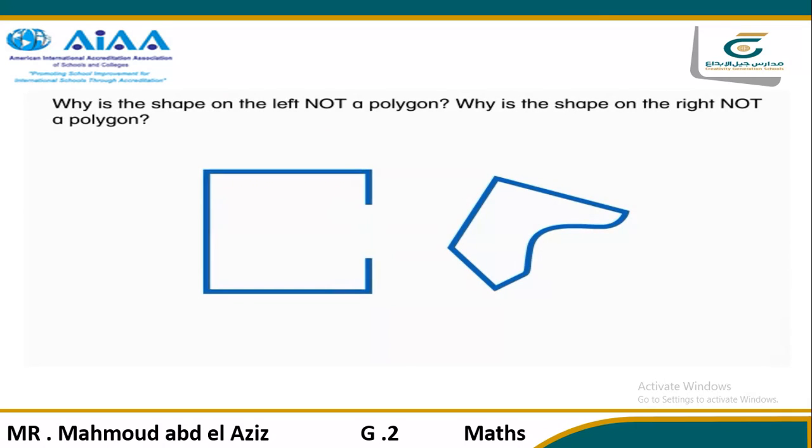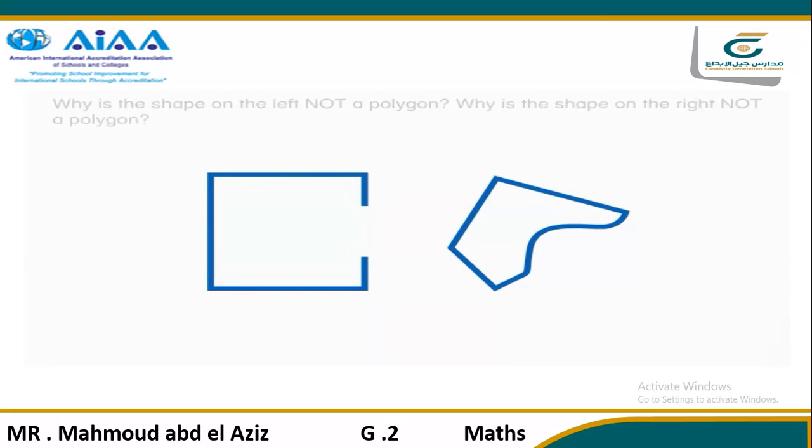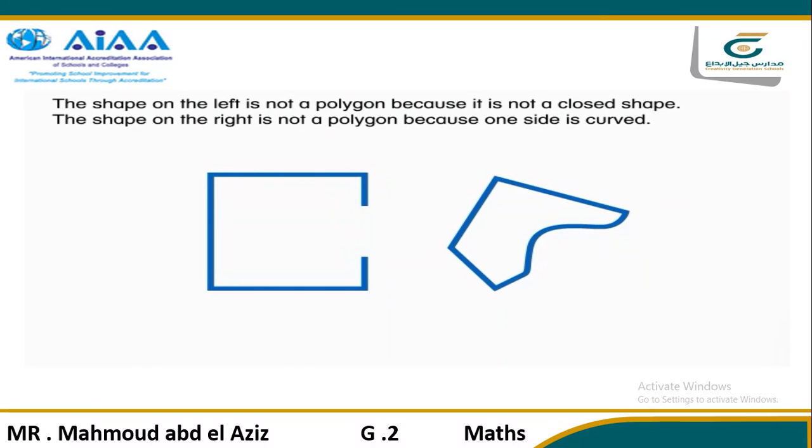Why is the shape on the left not a polygon? Why is the shape on the right not a polygon? The shape on the left is not a polygon because it is not a closed shape. The shape on the right is not a polygon because one side is curved.